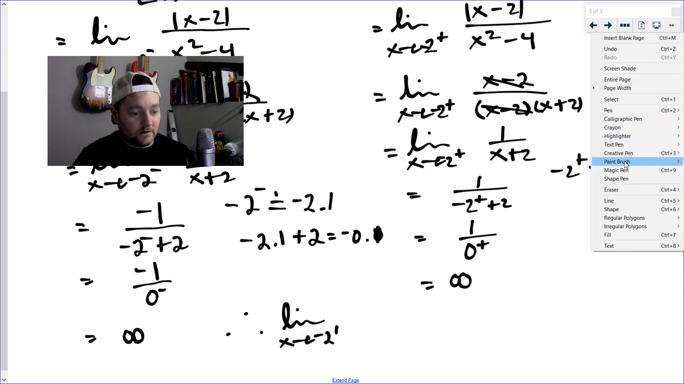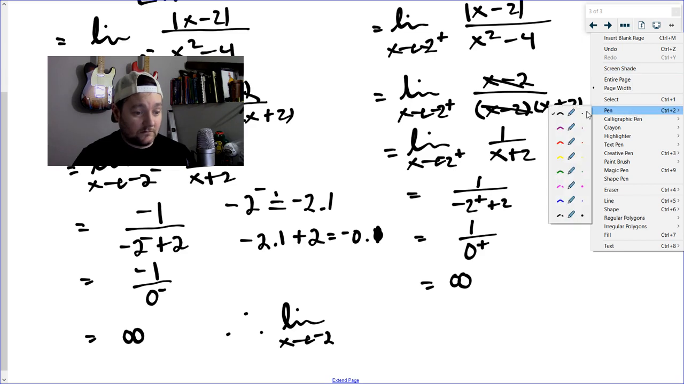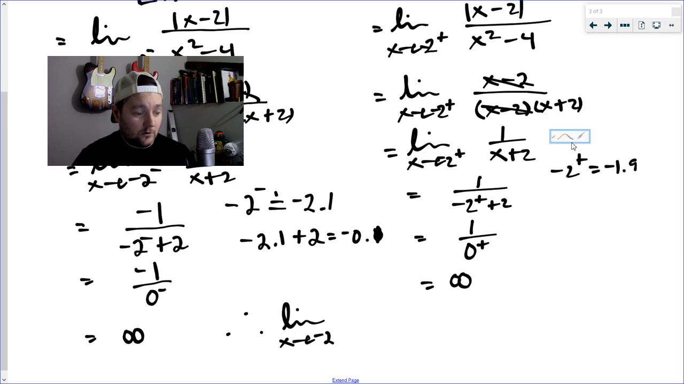Let me see if I can erase this. Eraser. Here we go. Now let's see if I can get my pen back. Here we go. And it's the limit of the absolute value of x minus 2 all over x squared minus 4 equals infinity.